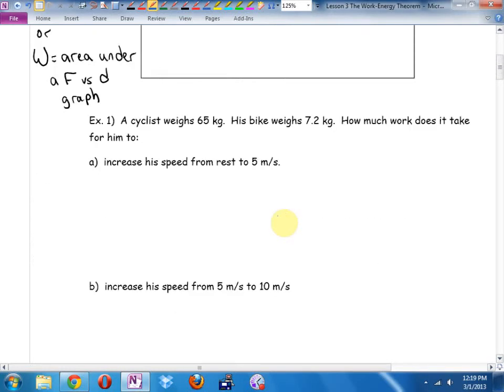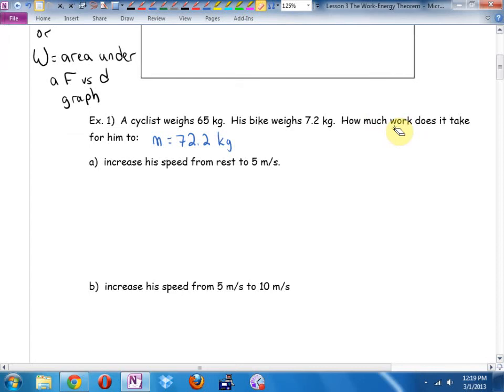So if I wanted to rewrite this equation, really, it would look like this. Example 1. A cyclist weighs 65 kilograms. His bike weighs 7.2 kilograms. Before we go further, what's the total mass we're talking about? 65 and 7.2, so 72.2 kilograms. How much work does it take for him to increase his speed from rest to 5 meters per second?